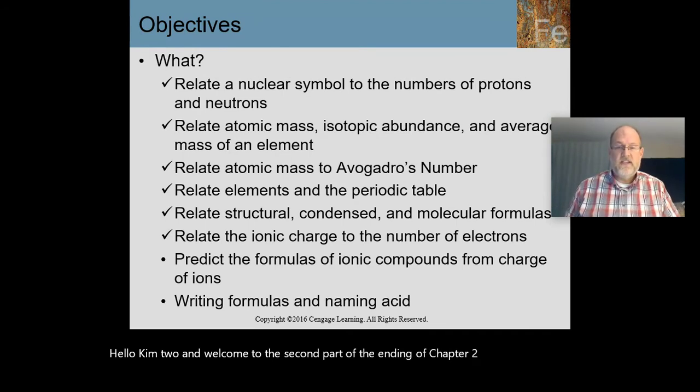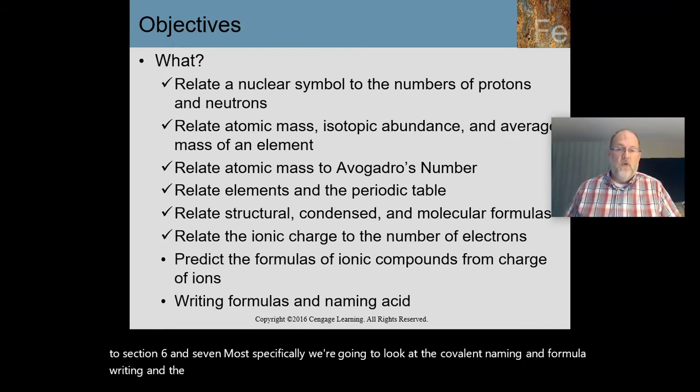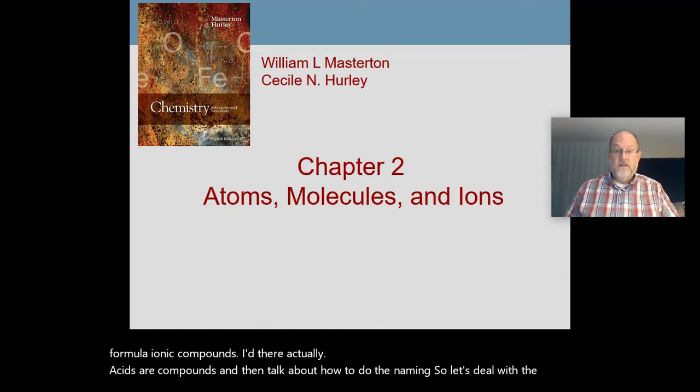We're going to look at sections 6 and 7. Most specifically, we're going to look at covalent naming and formula writing, and acids naming and formula writing. The last thing we're going to do is predicting formulas for ionic compounds. Acids are actually ionic compounds, and then we'll talk about how to do the naming. So let's deal with the first thing, which is covalent bonds.